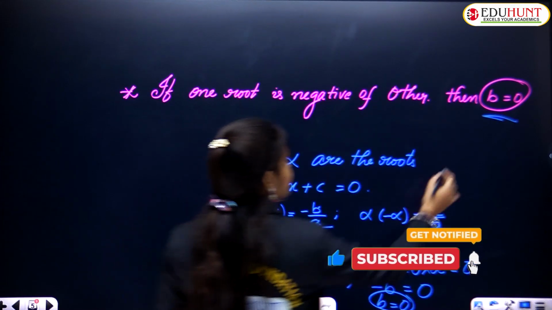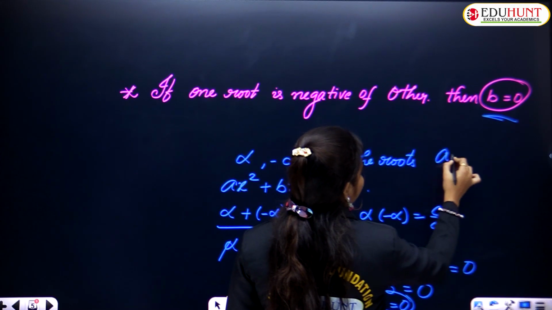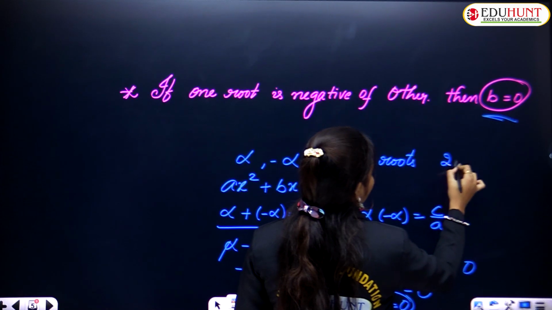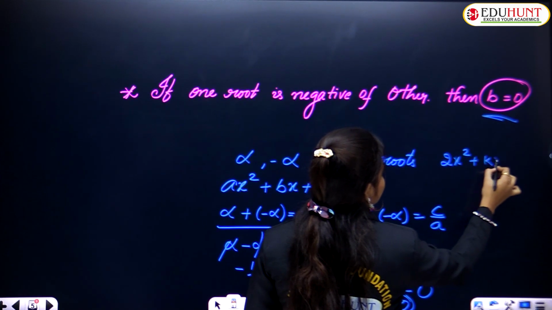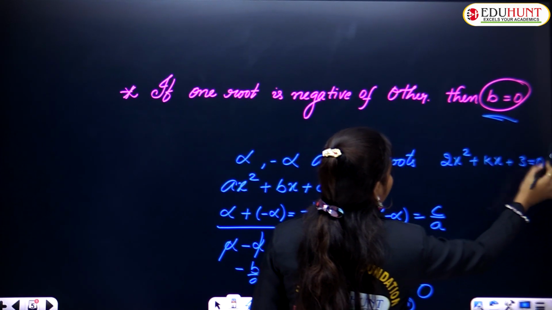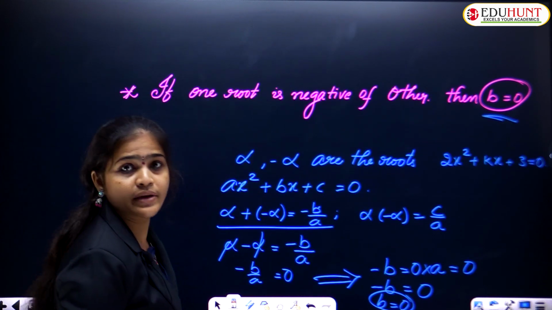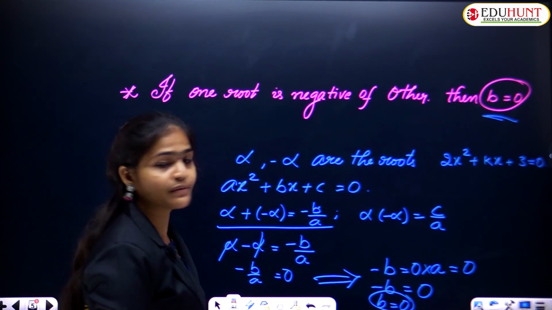Clear? So for example, say the quadratic equation is 2x square plus kx plus 3 is equal to 0. Let us take one example. See here, 2x square plus kx plus 3 is equal to 0.